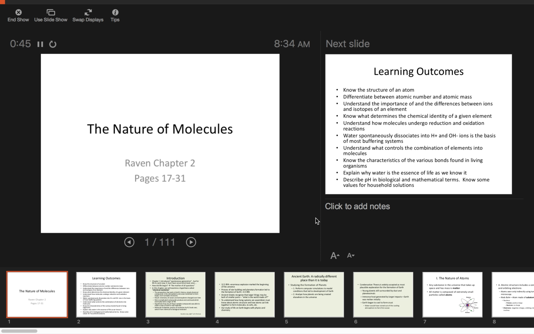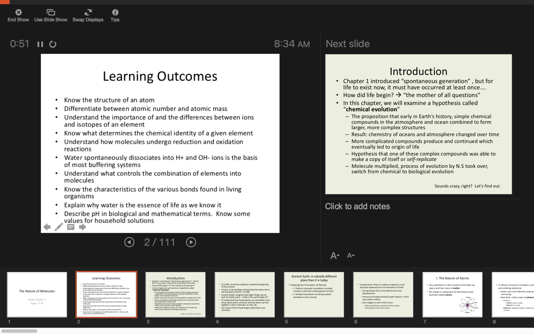I did post it to the Google Classroom. So, learning outcomes: know the structure of an atom, how it's made up of protons, neutrons, the nucleus, and the electrons on the outside orbiting it. Differentiate between atomic number and atomic mass. Understand the importance of ions and isotopes. So it's just a lot of chemistry vocab in this.